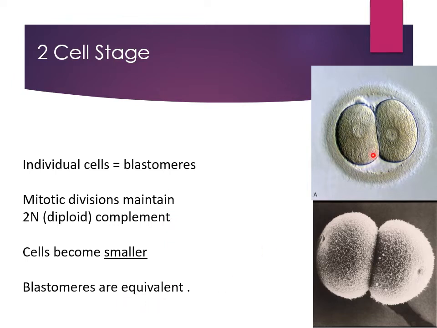Blastomeres are equivalent. Each one of these cells is known as a blastomere. They decrease in size. There is no growth in the size of this structure here. As you can see, the zona pellucida surrounds the 2-cell stage of the zygote.